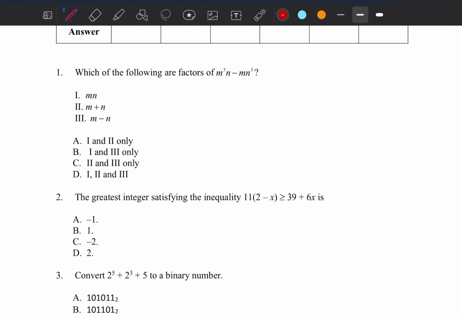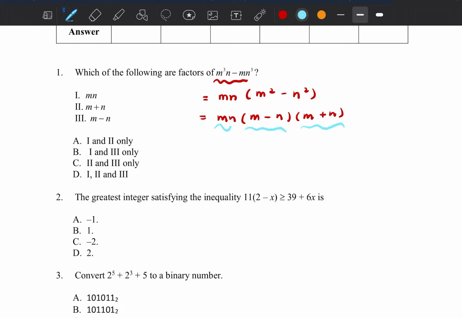Okay, MC question 1 says which of the following are factors of it. Factors, meaning something times something. So in here you can take out the common factor first. You got m and n, then you got this left, and by looking at this it is your a squared minus b squared method. So you got your m minus n, m plus n. So remember those 3 identities.